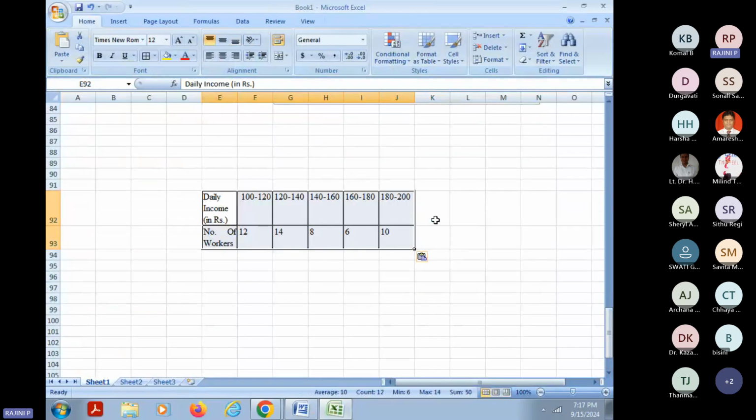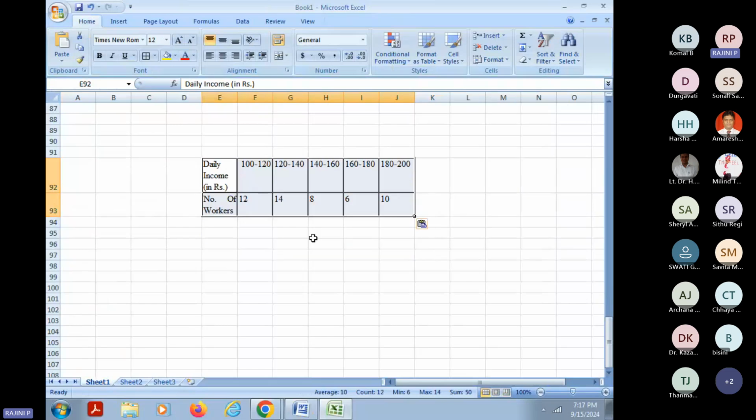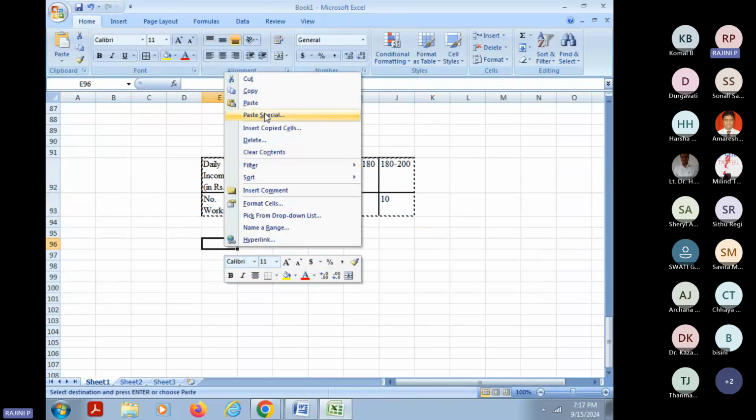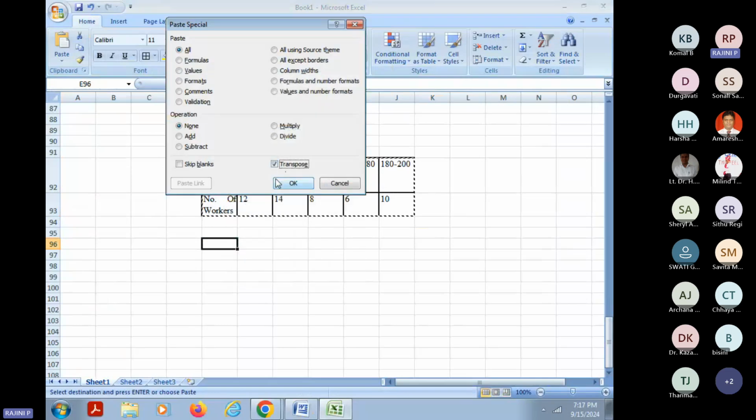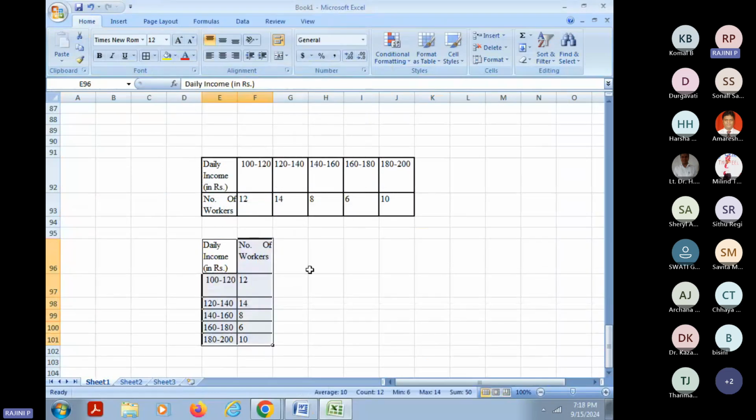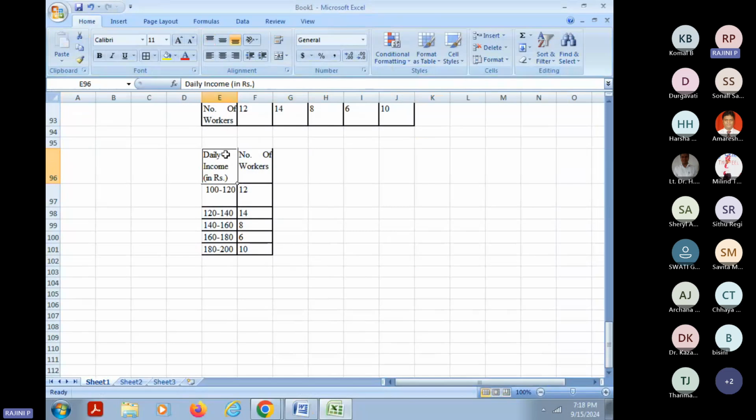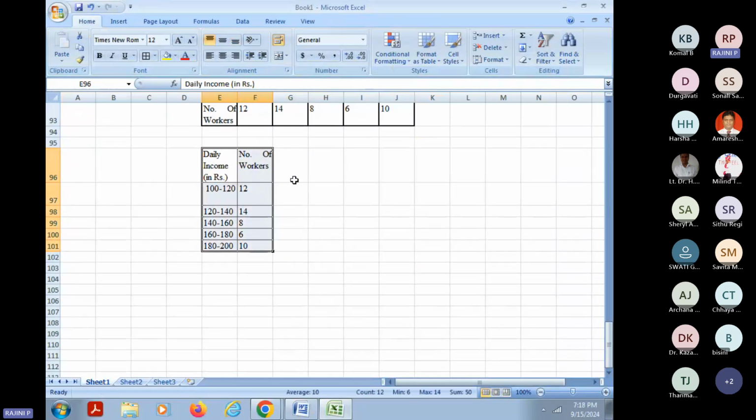Okay, now the data is in rows. I need to enter the data in columns. Copy this, put the cursor, right click, paste special, transpose. Okay, you'll be getting the data. Once the data is ready, then what do you need to do? You need to write the class.